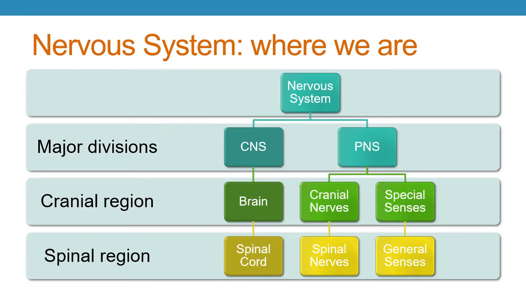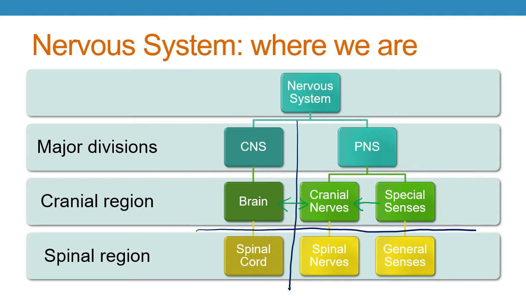To sum up where we are in the nervous system, so far we've divided the nervous system in two ways. We've divided the central nervous system from the peripheral nervous system, and we've divided the cranial region from the spinal region. In the cranial region, the brain communicates back and forth with the cranial nerves, and the cranial nerves receive information from the special senses. Cranial nerves also communicate with facial muscles and facial glands and things.